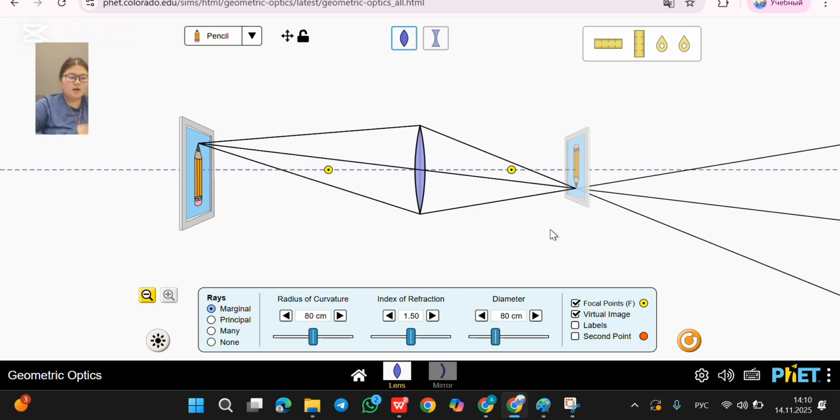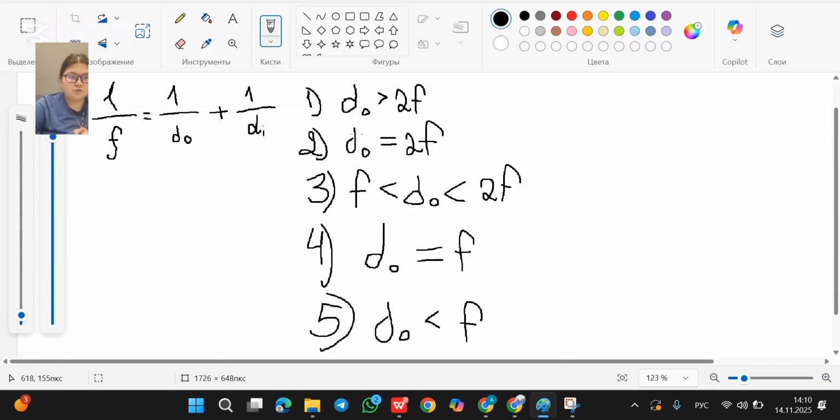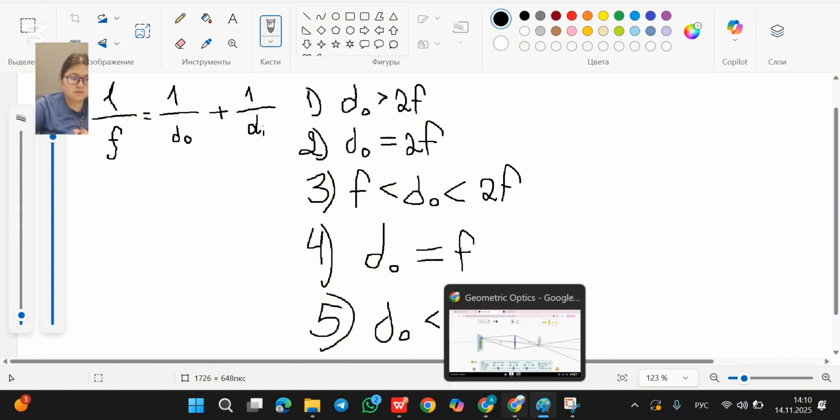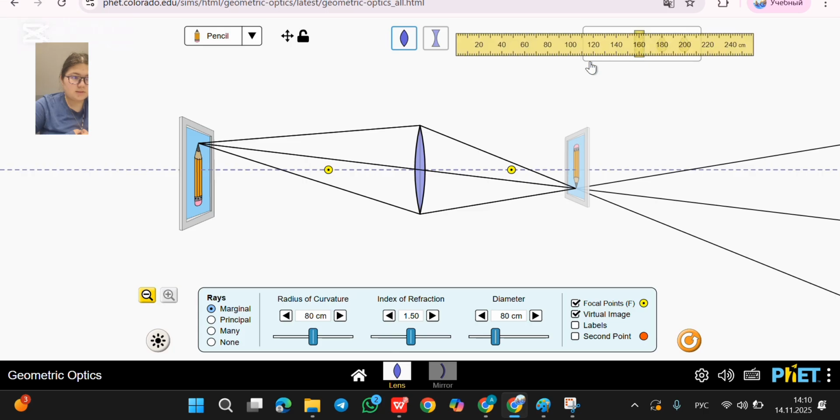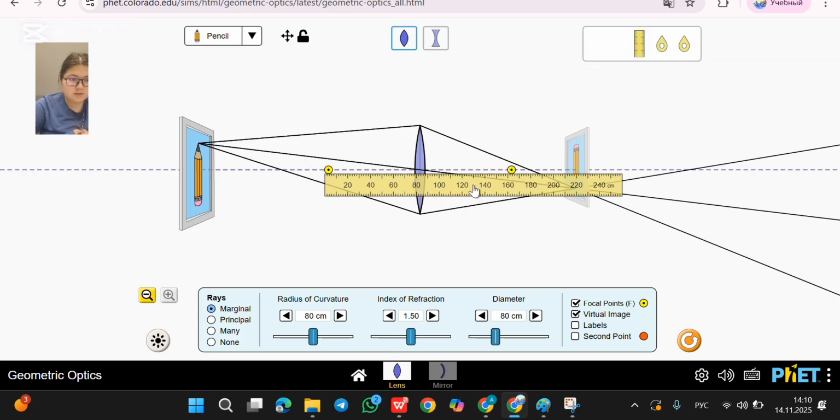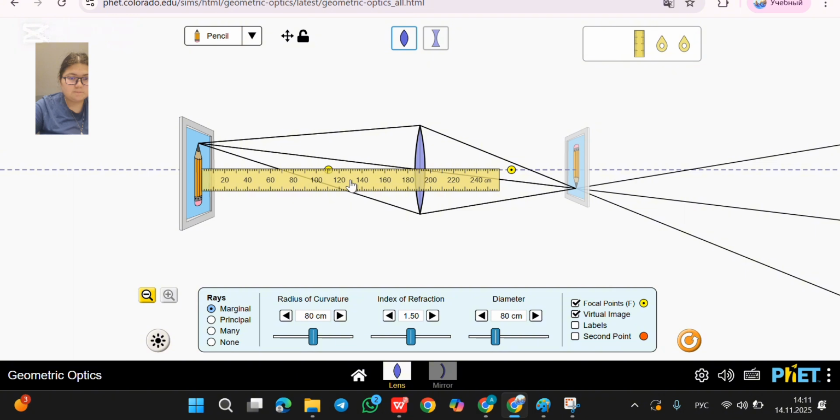Okay, let's start. In our first case, we have to put the object at a distance of more than 2 focal points. Let's take a ruler and see that the distance between the image and focal point is 80 centimeters. So in the first case, it should be more than 2. 80 multiplied by 2 is going to be 160. Here it's gonna be approximately right here.